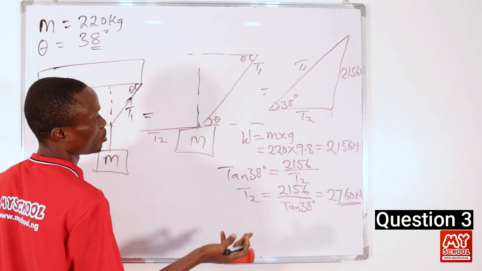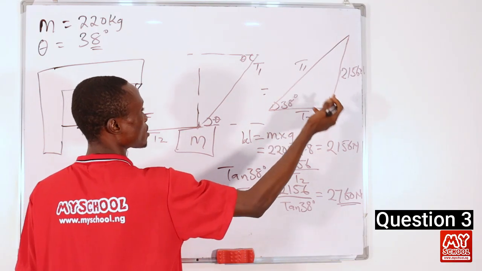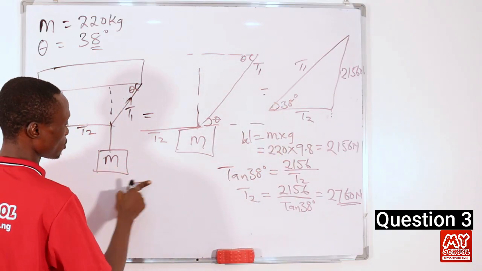Okay, so now that we've gotten the value of T2, we can as well calculate the value of T1. In that case, we can use any two sides. We can decide to use these two sides, or these two sides, provided we know one of the angles. Okay, so T1, let's go.